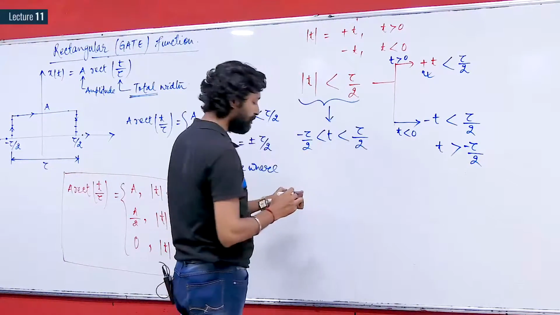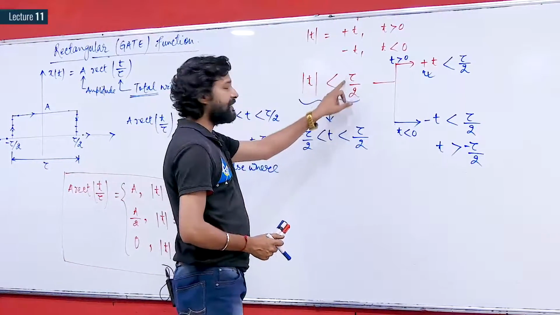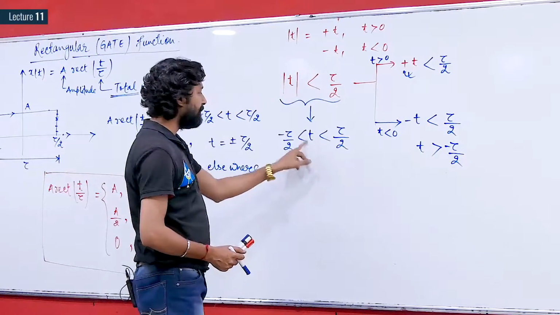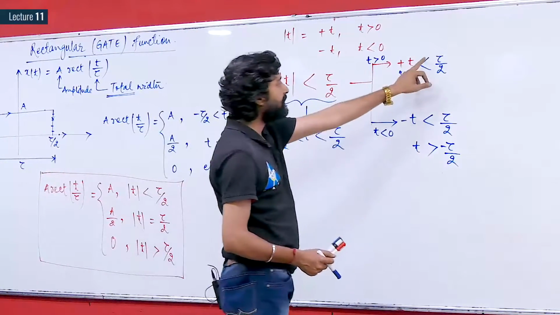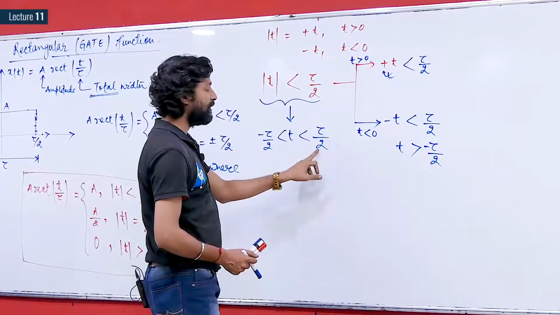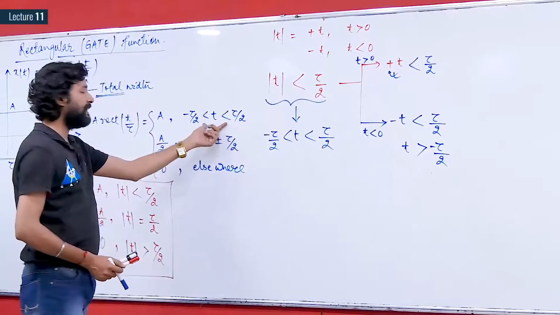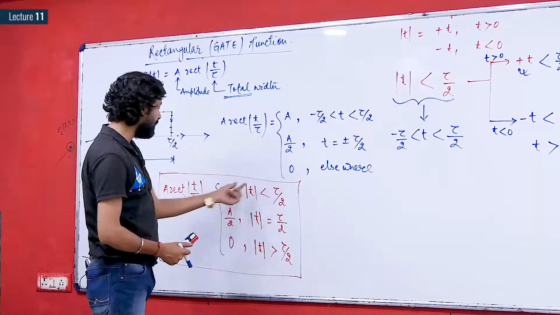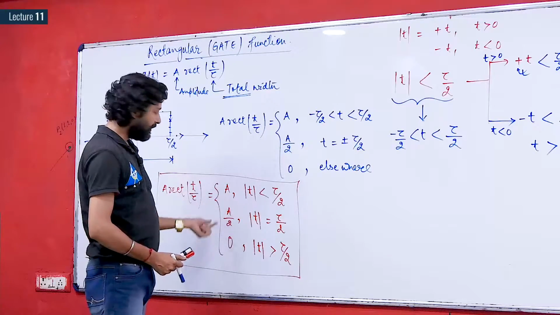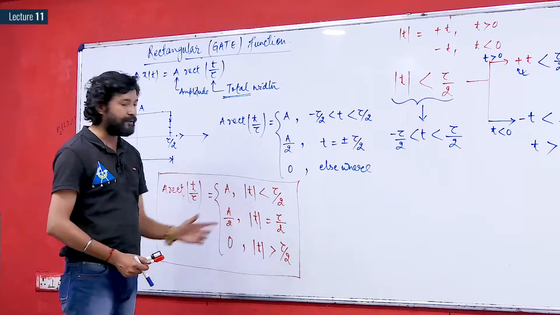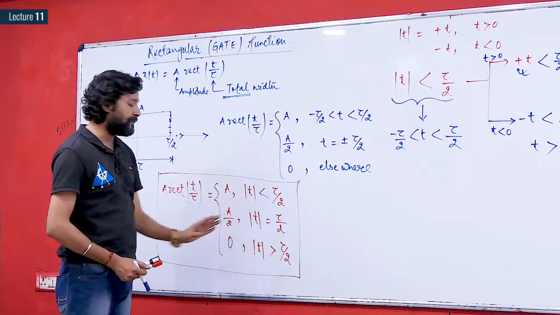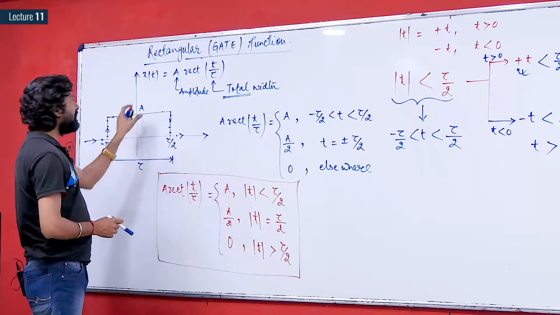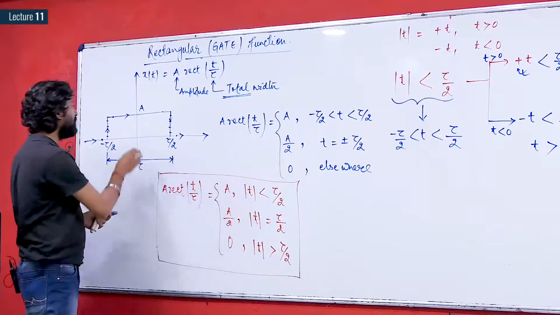You are getting this from here. Mod of t less than tau by 2 means that t must be greater than minus tau by 2, and from the other relation t must be less than tau by 2. So this definition can be converted into this: if mod of t is less than tau by 2, then the value of this rectangular function is going to be a. It will be a by 2 at mod of t exactly equal to tau by 2, and it will be 0 if mod of t is greater than tau by 2. So what we have considered now is a particular rectangle that is centered at the origin.